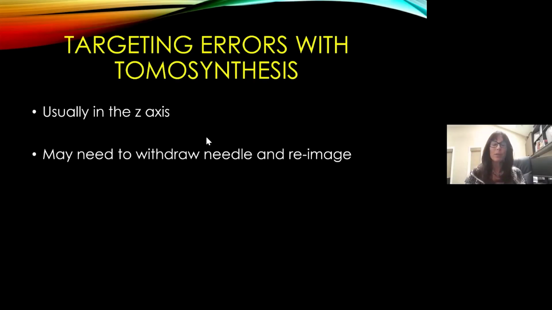Targeting errors with tomosynthesis usually occur in the z-axis. Sometimes after sampling, a specimen radiograph does not show any calcifications, and we need to retarget because we probably were in the wrong spot. And I mentioned that the needle with tomosynthesis can obscure the underlying parenchyma. So you may need to withdraw the needle and re-image and then retarget if necessary.